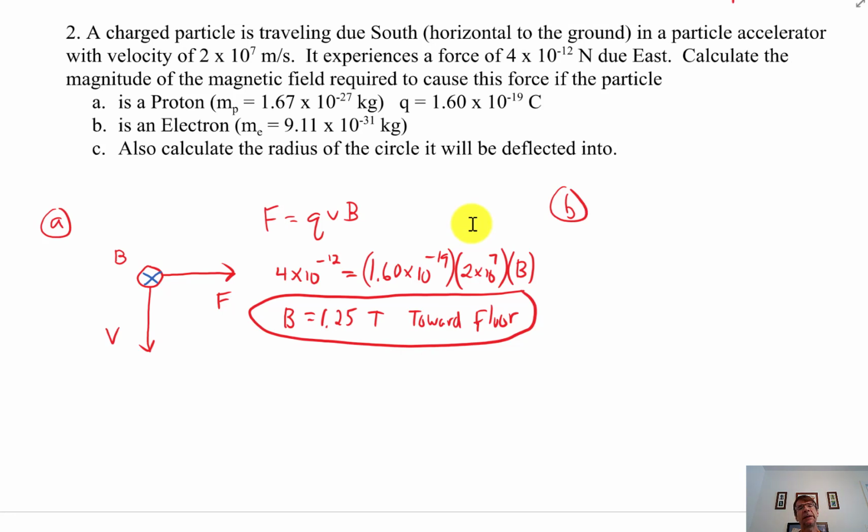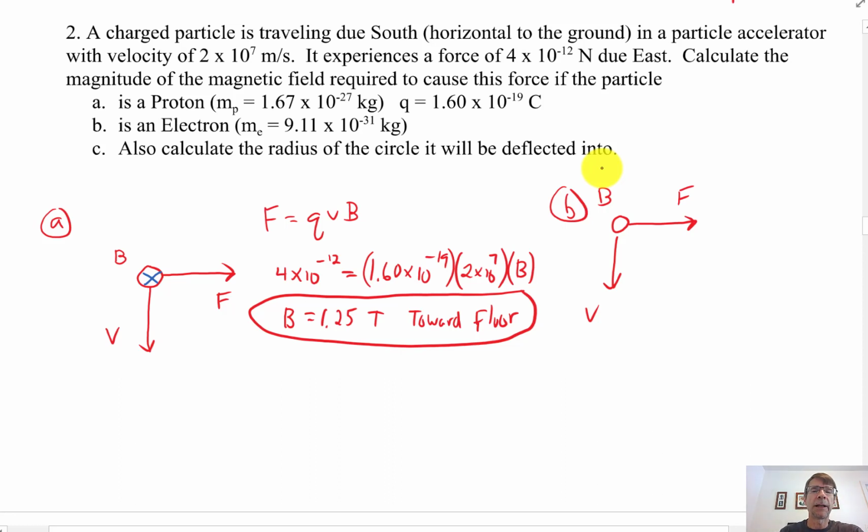Okay, so part B, it says, what if the particle were an electron? Well, if the particle were an electron, the diagram would change. The force is still the same and the velocity is still the same. To make this work for an electron, bottom line is you just change your answer. So instead of a magnetic field towards the floor, you would need a magnetic field towards the ceiling.